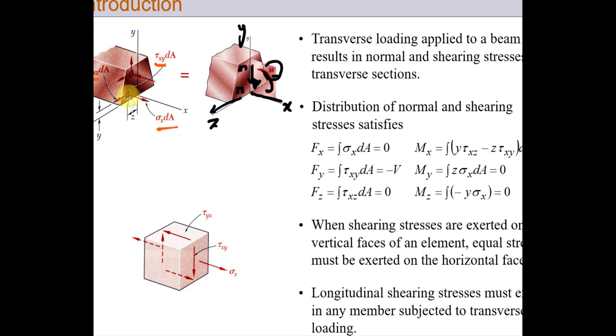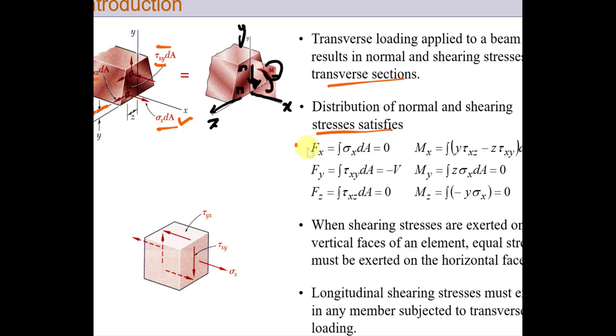If we multiply these stresses with the differential area, we will get the normal force in x direction, shear force in y direction, and shear force in z direction. This force is tau of xz into dA. We have discussed all these things. So transverse loading applied to a beam results in normal and shear stresses in the transverse section. The distribution of normal and shearing stresses satisfies all these 6 equations of equilibrium.